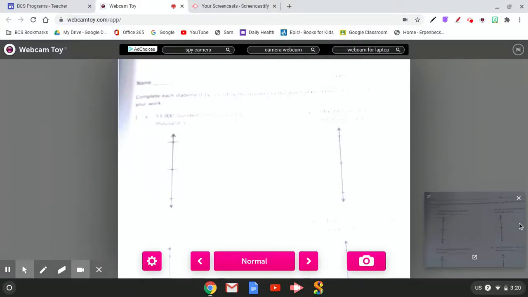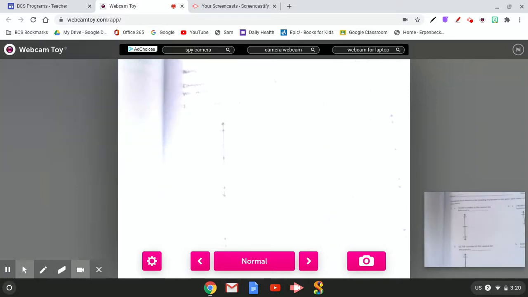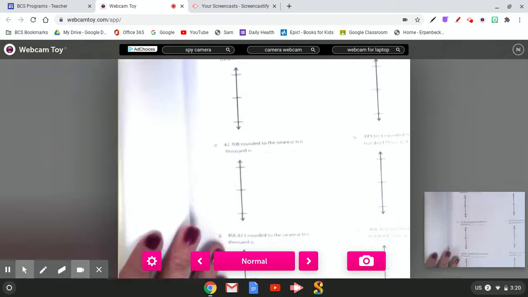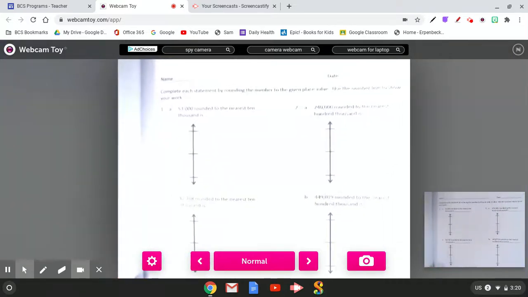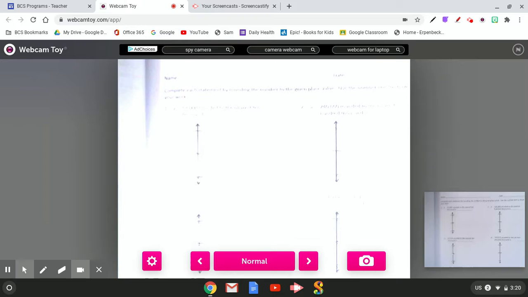So you will need to gather your pencil and your Eureka workbook and work alongside me as we continue our discussion of rounding that we started last week. So I'm going to focus this a little bit better. Hopefully you can see much clearer.